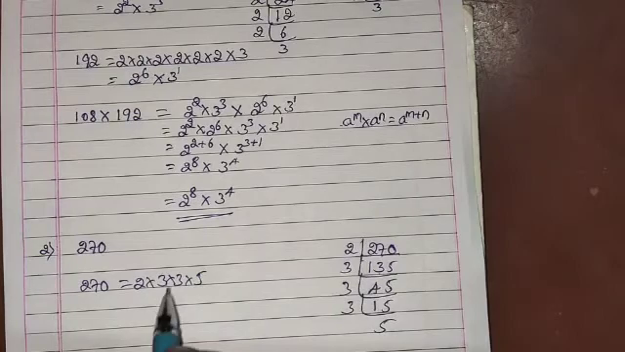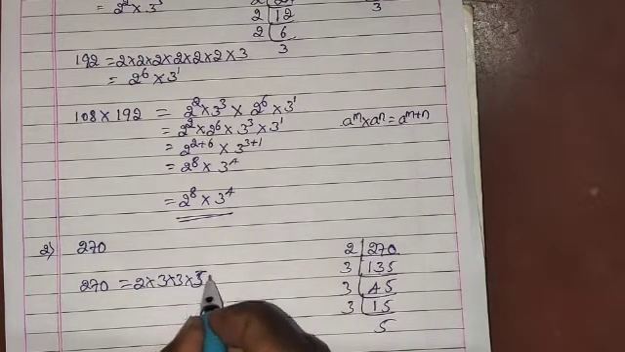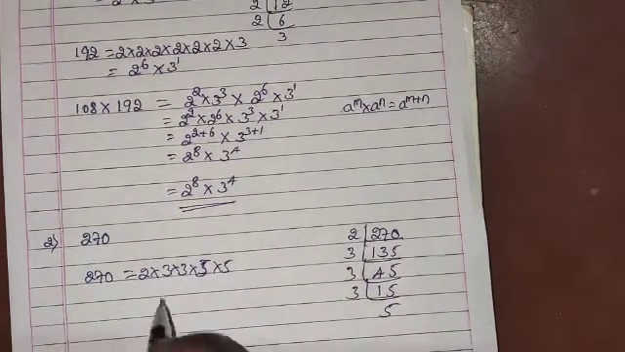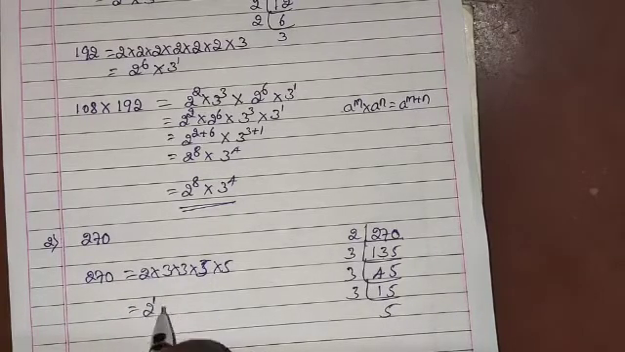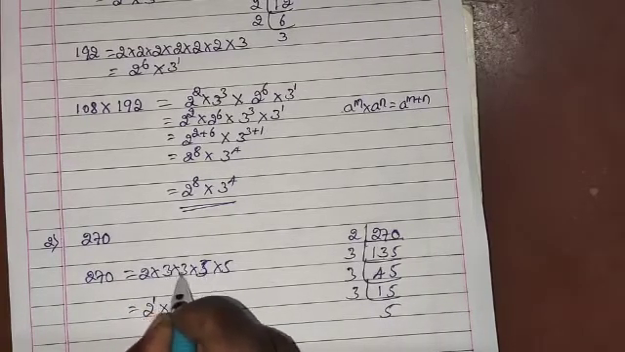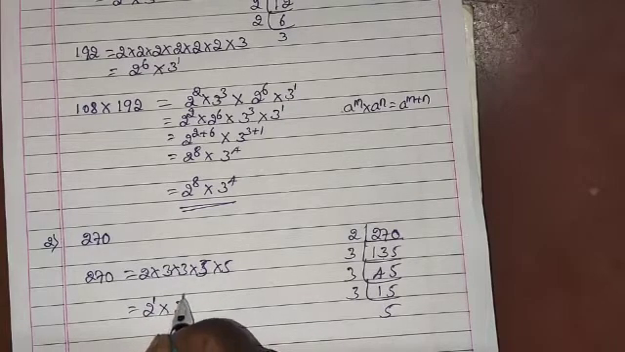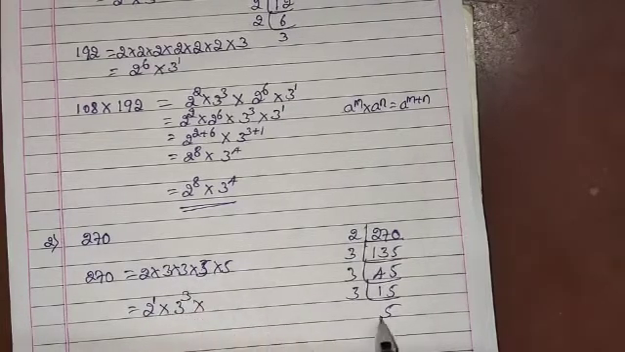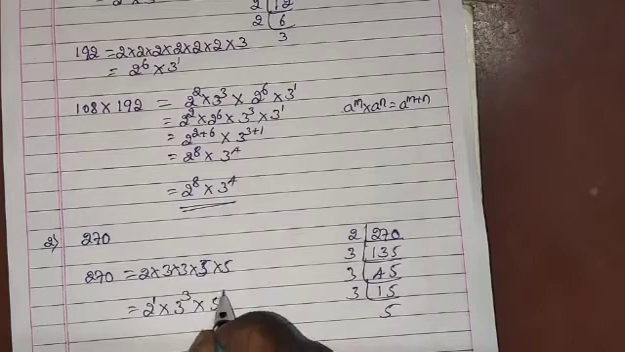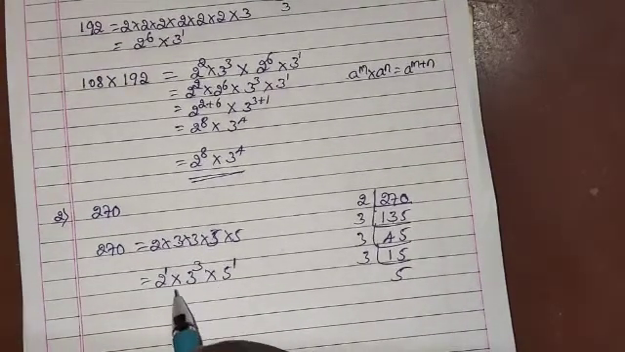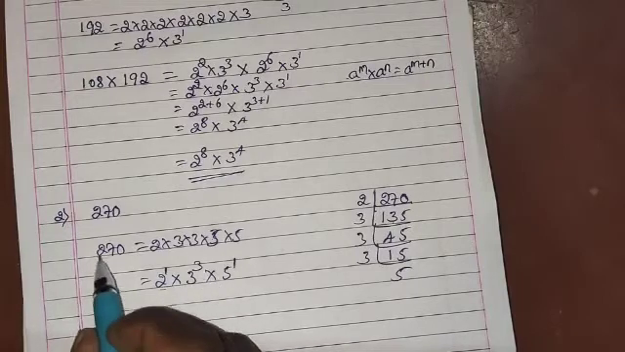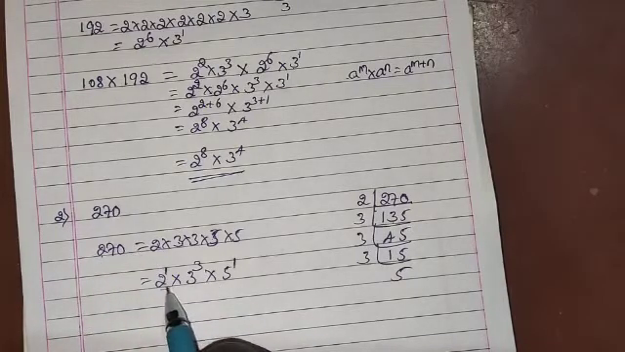Here 3 is multiplying 3 times. Now 2 is multiplying 1 time, so it is 2 to the power of 1, into 3 is multiplying 3 times, so 3 to the power of 3, into 5 is multiplying 1 time, so it is 5 to the power of 1. This is the product of prime factors of 270, simplified in exponential form.